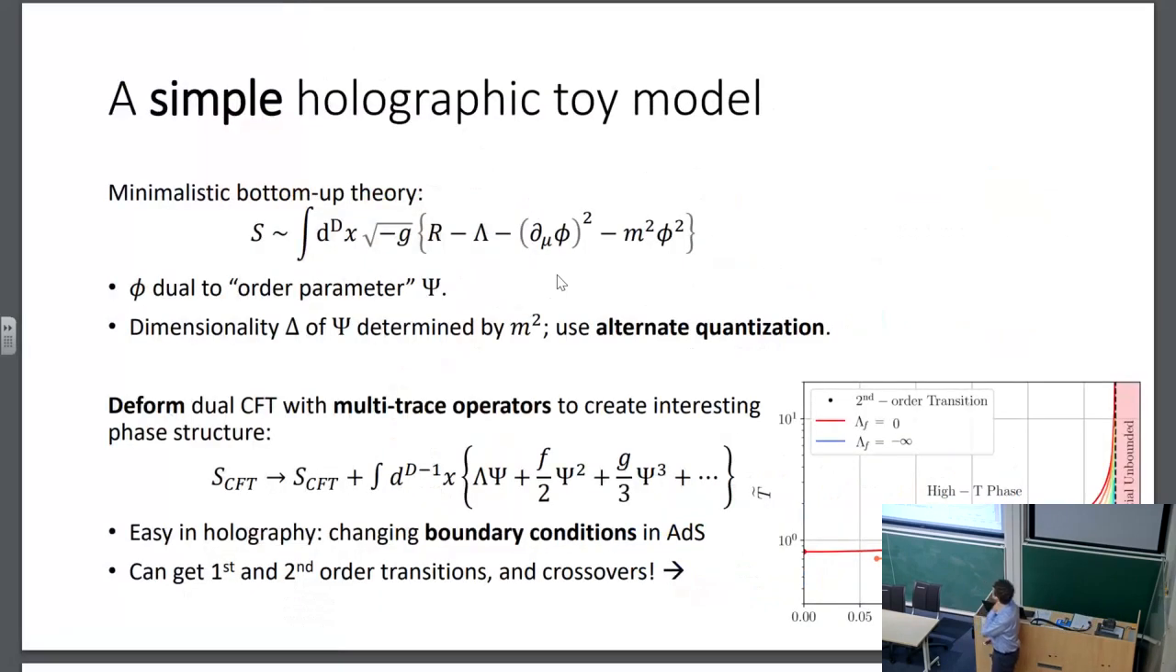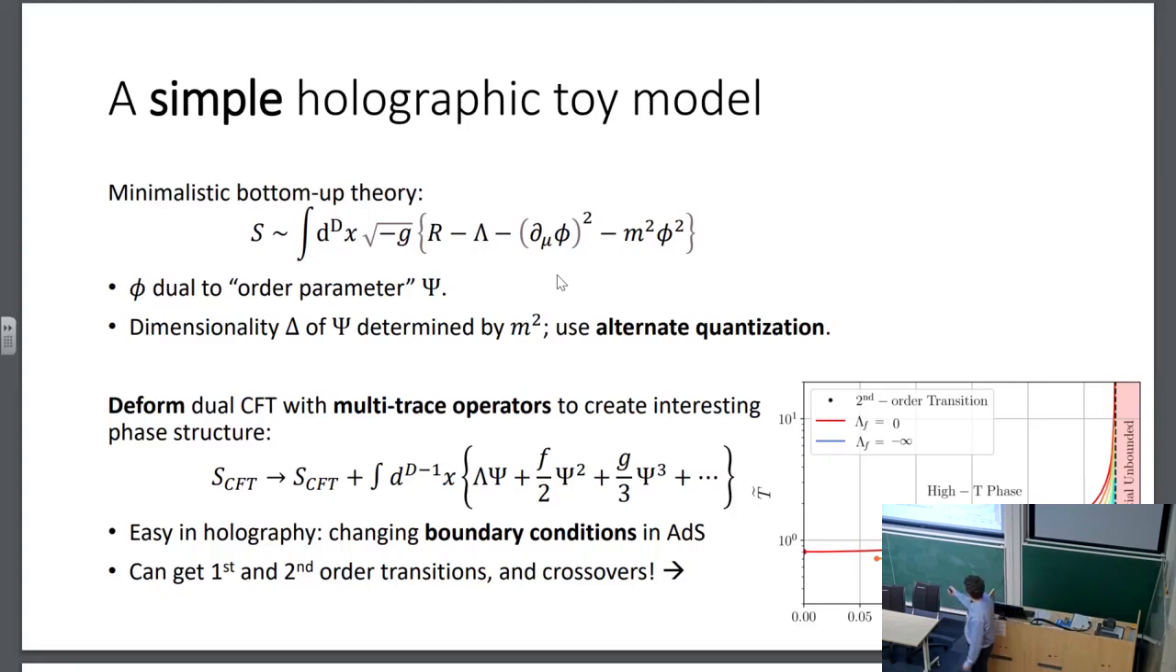Okay. So first of all, what I'll be using is this very simple holographic model, which is as simple as you can make it almost. It's just a scalar field and gravity. So this field phi is dual to some order parameter psi, and I'm going to choose its mass such that I can use what's known as alternate quantization. Neumann instead of Dirichlet boundary conditions. And then I'll use even more complicated boundary conditions, because I'll do these multitrace deformations, which you can do when you use this alternate quantization.